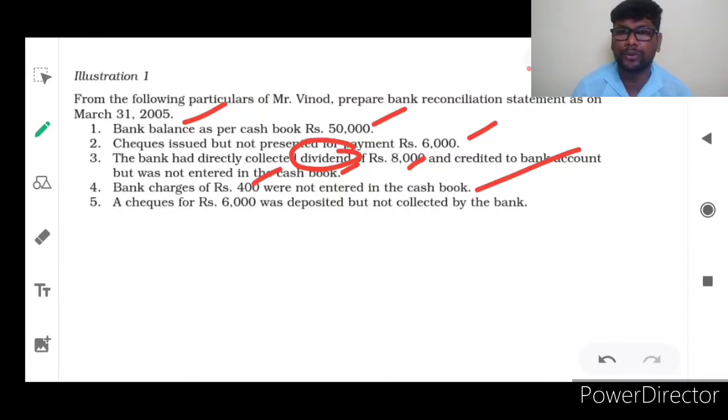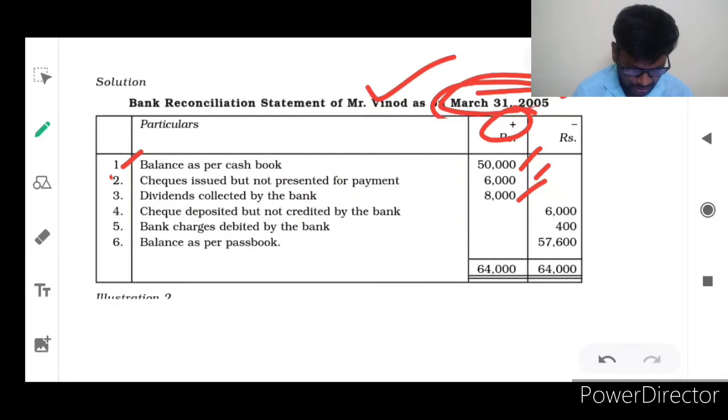So what should we do? We should deduct it, because you paid this charge unknowingly. The bankers debited the amount from your bank account. It is a minus figure, so we write it in the minus column: 400 rupees, the bank charges.